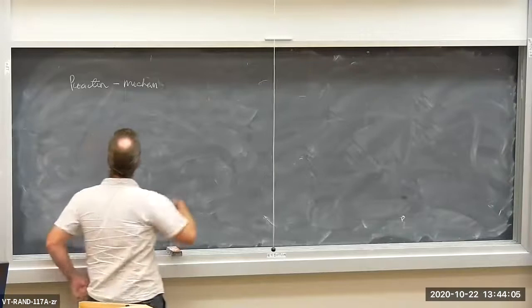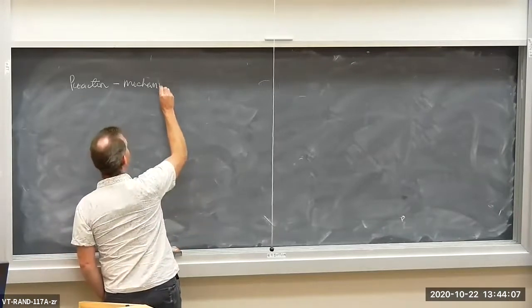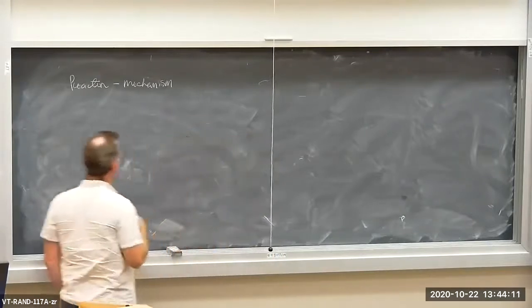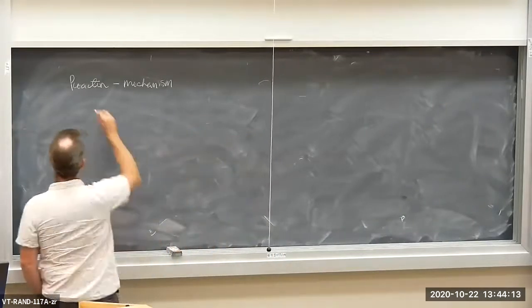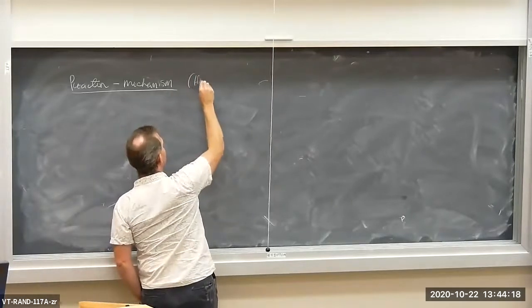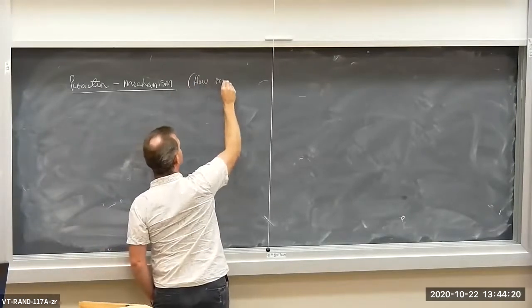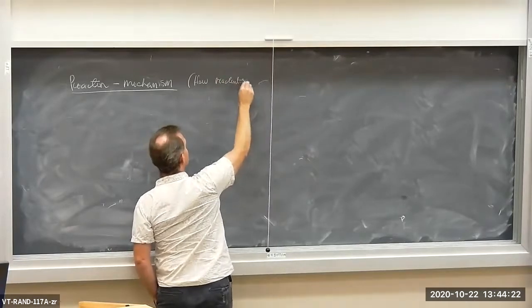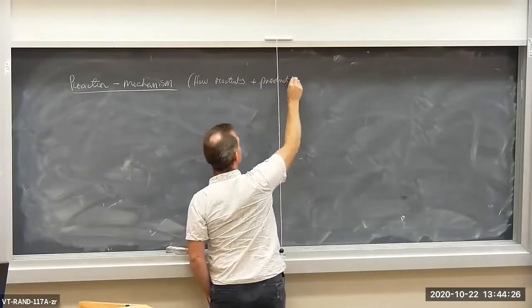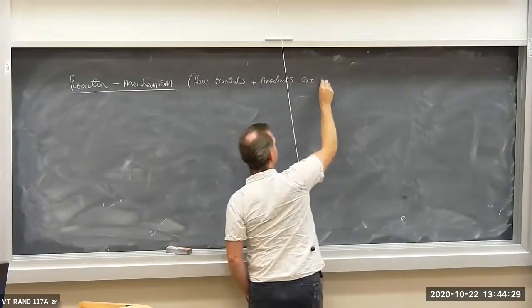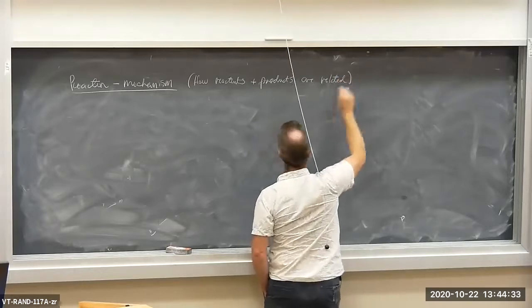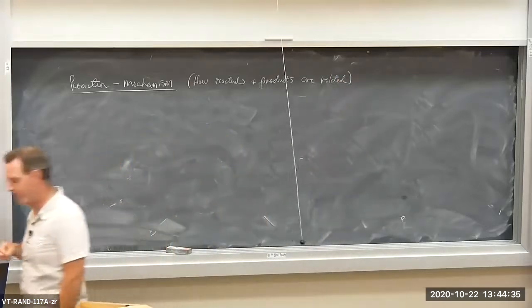So the reaction mechanism tells us the relationship between the products and the reactants. So it tells us how reactants and products are related. It tells us how the reactants and products are related.